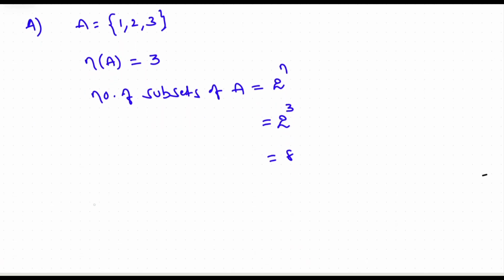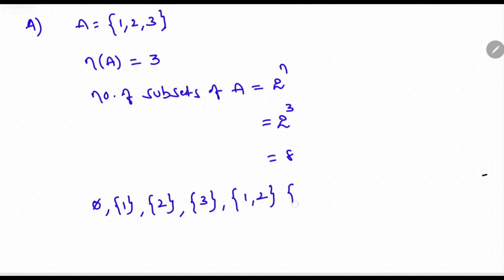So what are they? The null set, set 1, set 2, set 3, 1 comma 2, 1 comma 3, 2 comma 3, and 1 comma 2 comma 3. So how many are there? 1, 2, 3, 4, 5, 6, 7, 8.